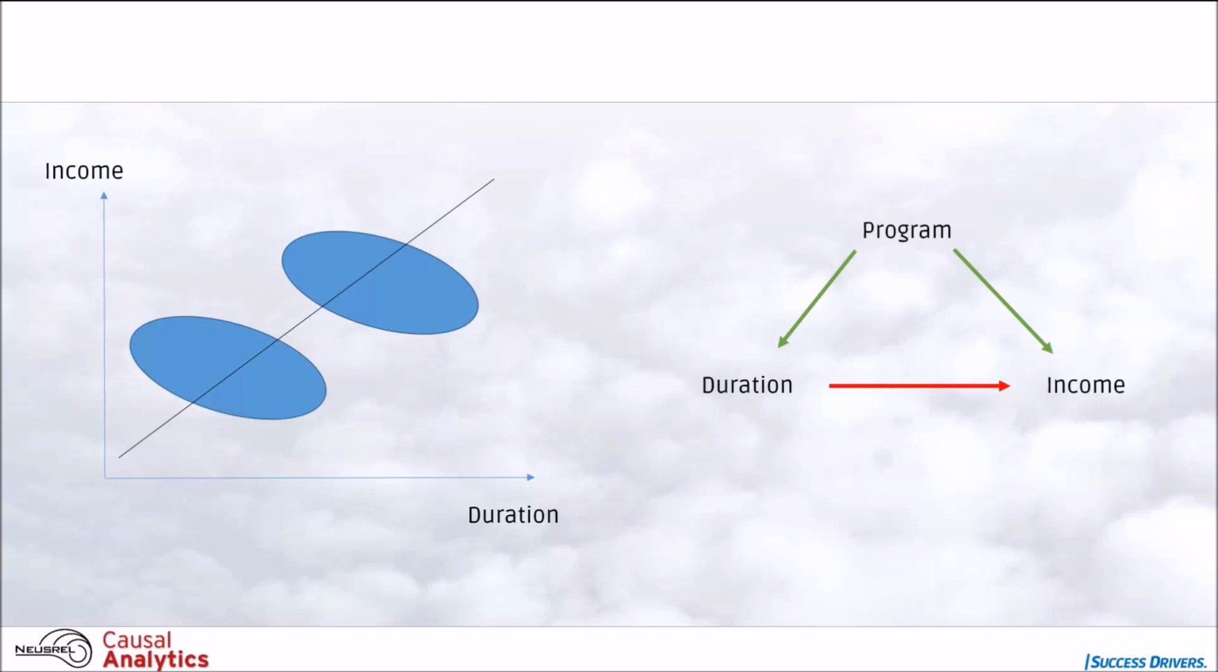You see the causal diagram on the right, the path diagram. Program has a positive impact onto duration and income, and duration itself has a negative direct effect on income. This negative effect can only be revealed by including the program into the causal model. This is why we strive to build holistic models, not partial models.